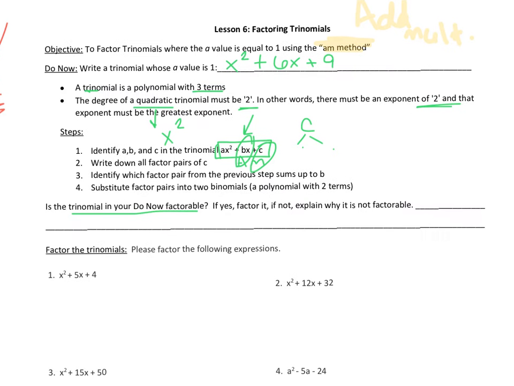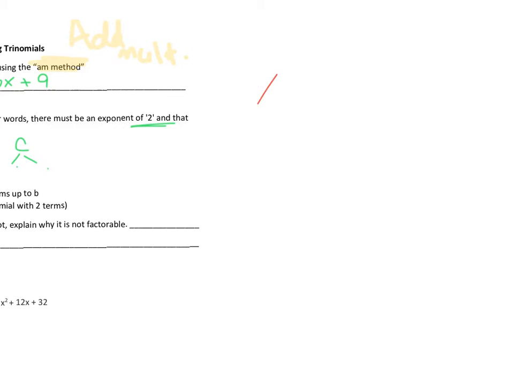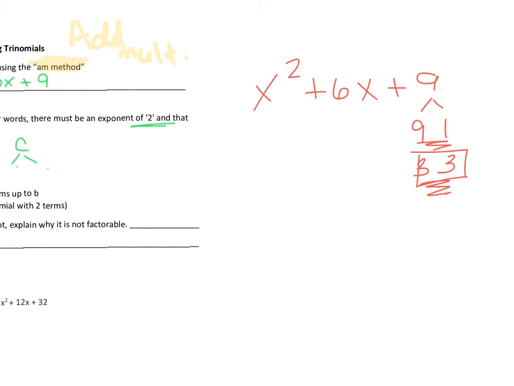So it says, is the trinomial in your do now factorable? Well, let's take a look. The trinomial that I made is x squared plus 6x plus 9. So I have to figure out my factors of 9. Well, there's 9 and 1 and 3 and 3. I have to ask myself, does 3 and 3 add to 6? Or does 9 and 1 add to 6? I would choose 3 and 3.